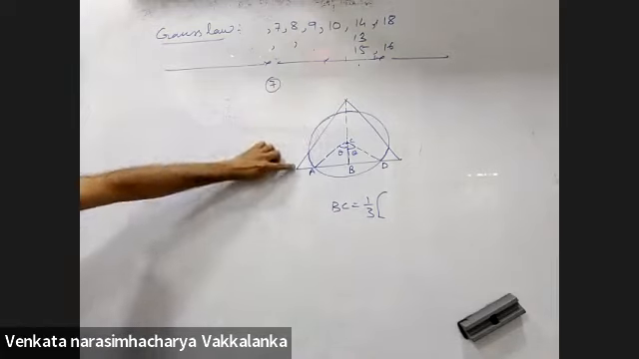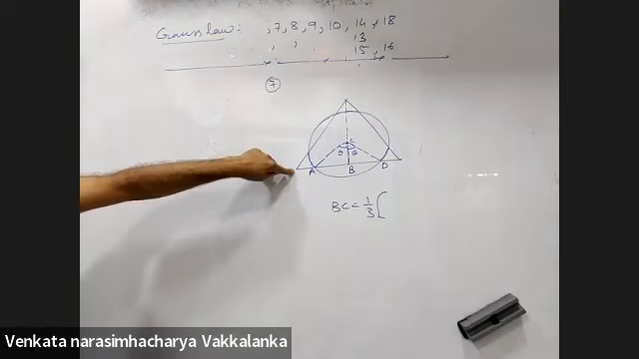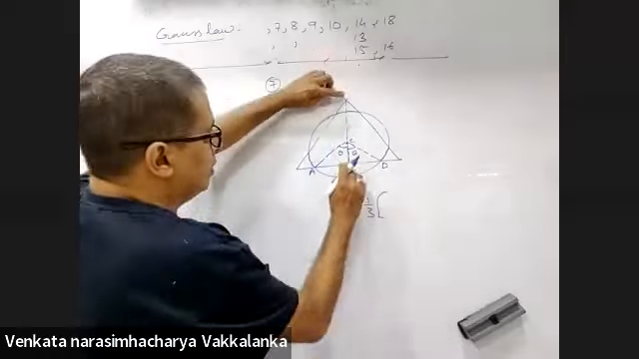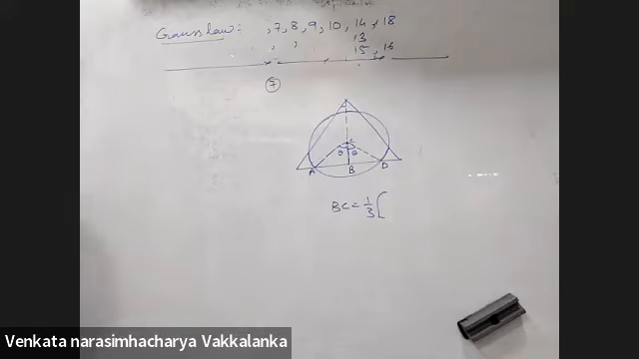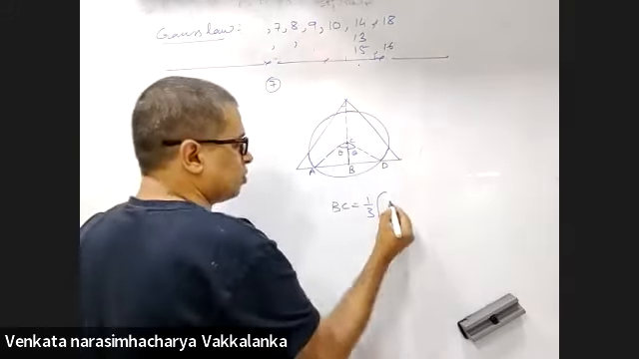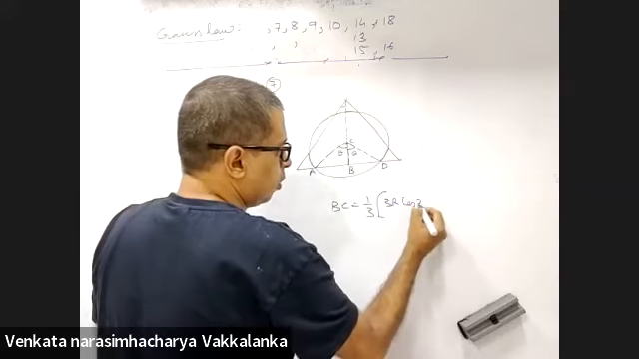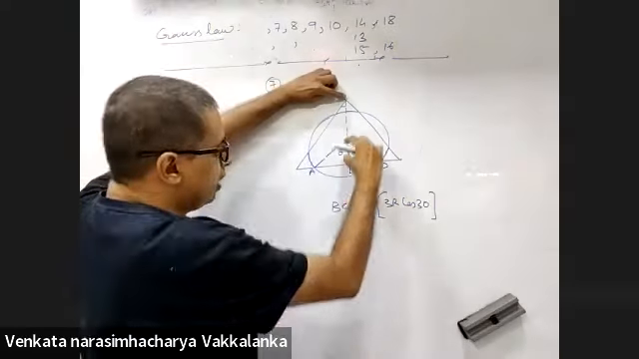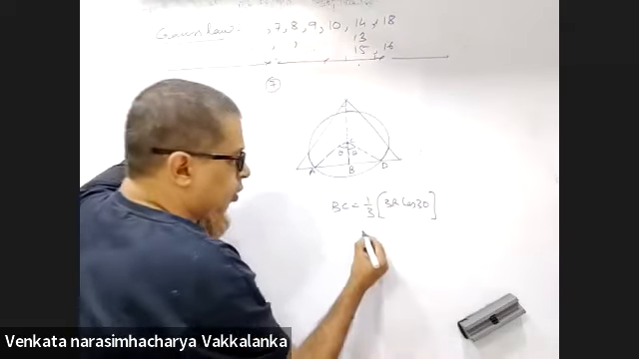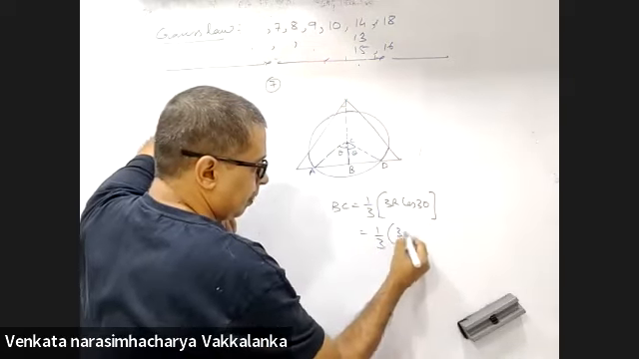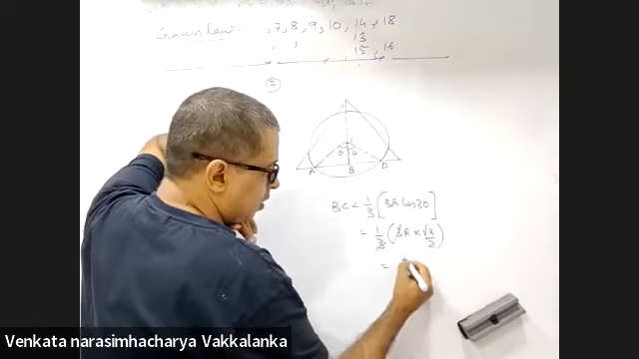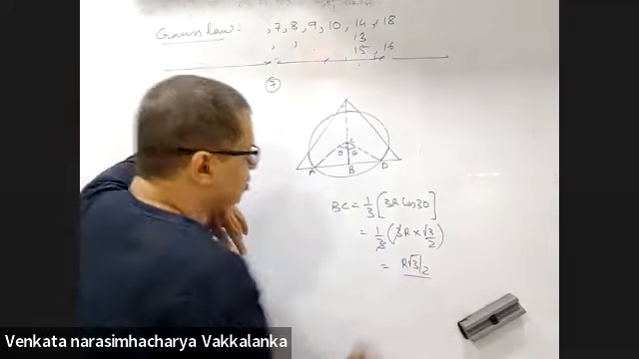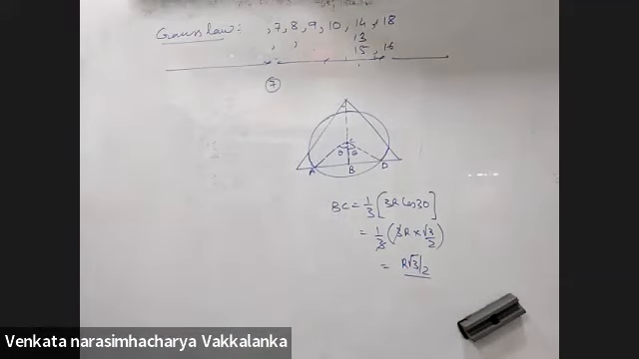What is the length of this side given to you? 3R. Can you guess what this angle will be? 30 degrees. So 3R cos 30 will be the total length, and 1/3 of that will be BC. Do you all agree? Yes. Cos 30 is √3/2, so BC is R√3/2. Agreed?